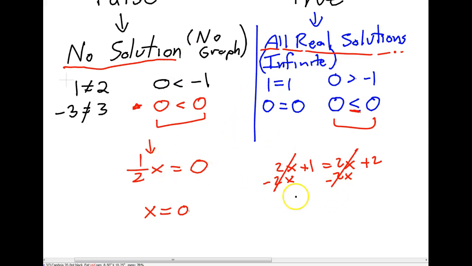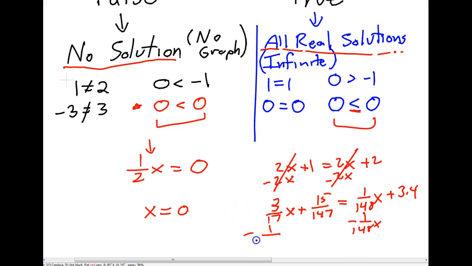But otherwise, even if you have something really weird, like 3 over 17x plus 15 over 147 equals 1 over 148x plus 3.5, if I go and start solving this and subtract on both sides, I know this will not equal 0. The only way for this to be 0 is if this was minus 3 over 17x. So for sure, there's an answer. It might be some complicated, ugly fraction, but we're not going to say all of a sudden, oh, no solution.